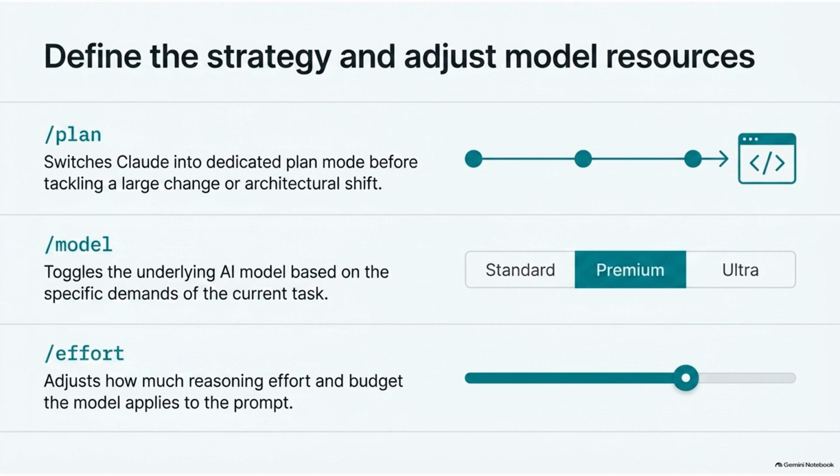/plan switches into a dedicated planning mode before you commit to a large or architecturally significant change. It's a chance to map the approach before any code gets written. /model lets you toggle the underlying AI model depending on what the task demands, moving between standard, premium, and ultra tiers. And /effort adjusts how much reasoning budget the model spends on a given prompt. More effort for a gnarly problem, less for something quick and routine.